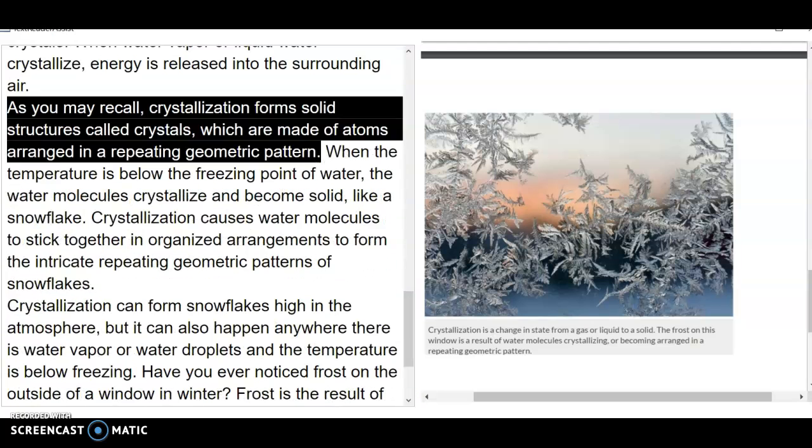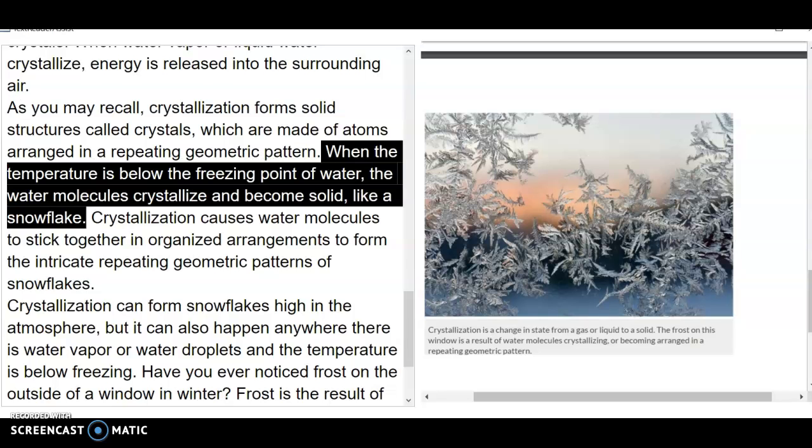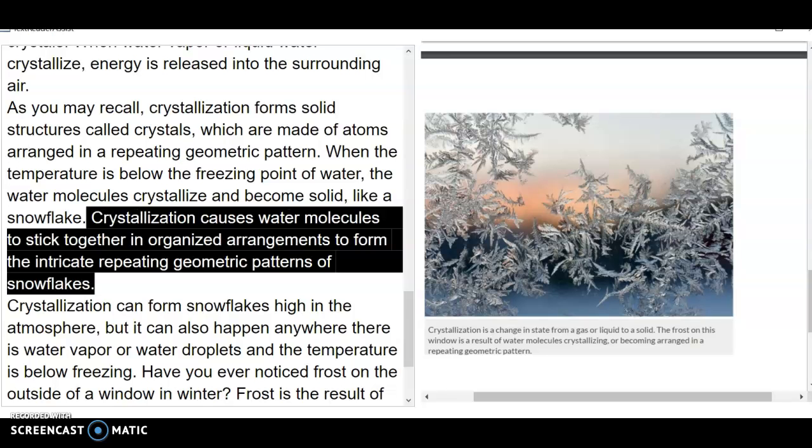As you may recall, crystallization forms solid structures called crystals, which are made of atoms arranged in a repeating geometric pattern. When the temperature is below the freezing point of water, the water molecules crystallize and become solid, like a snowflake. Crystallization causes water molecules to stick together in organized arrangements to form the intricate, repeating geometric patterns of snowflakes.